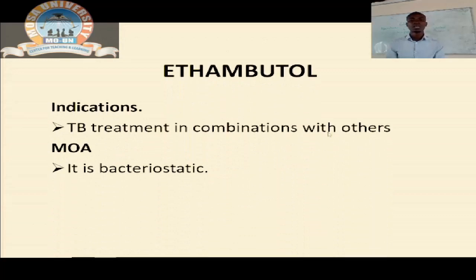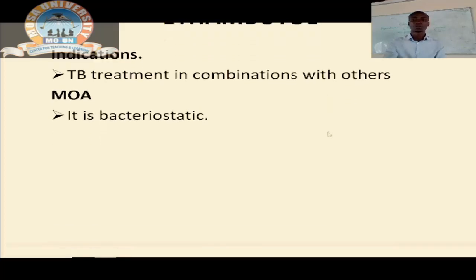The other drug we mentioned is ethambutol. The indication for ethambutol is that it is used in treatment with other drugs. The mode of action, this one is bacteriostatic, which means it inhibits the growth of bacteria. It just inhibits the growth of the bacteria. That's the mode of action of ethambutol.